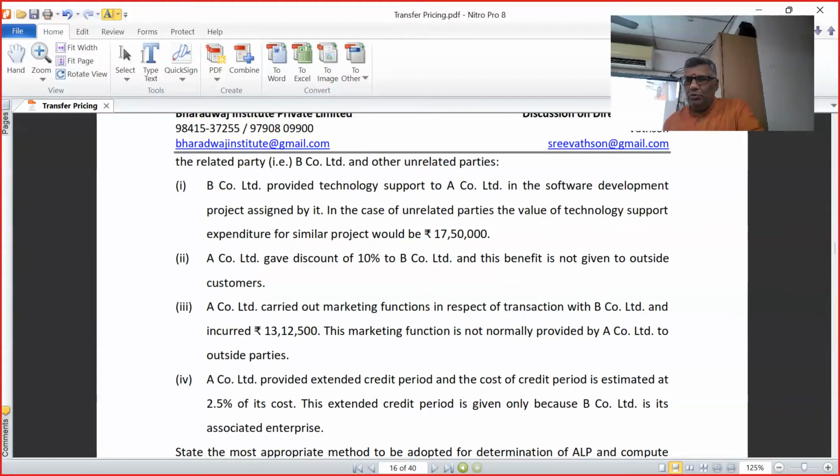Okay, now for all of you, this point. A Limited carried out marketing function in respect of the transaction with B Limited and incurred 1312500, which is not normally for others. So our friend has worked out that 7.5% my profit should be up. That is one style of working. Absolutely correct. You need not change your answer.